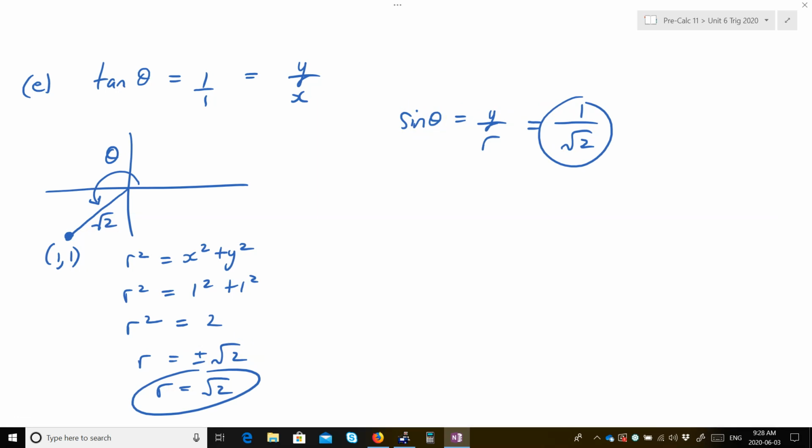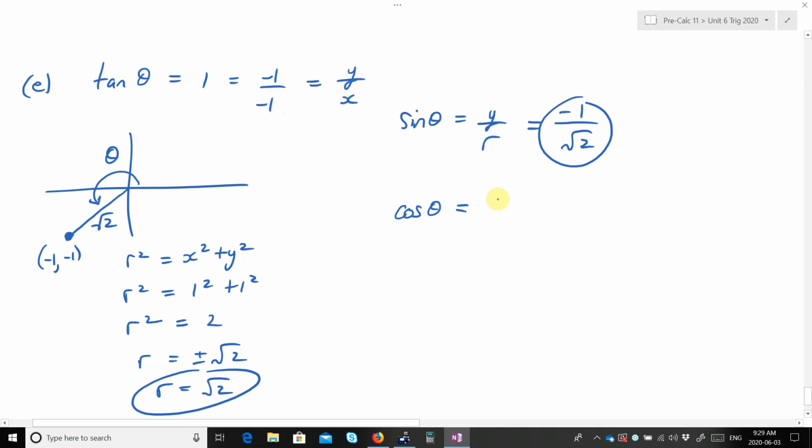Oh, and I actually made a big mistake here with the point, right? This is negative 1 and negative 1. So it's negative 1 over root 2. And cos theta is x over r, and the x-coordinate is also negative 1. And that's what we would get for 8e.